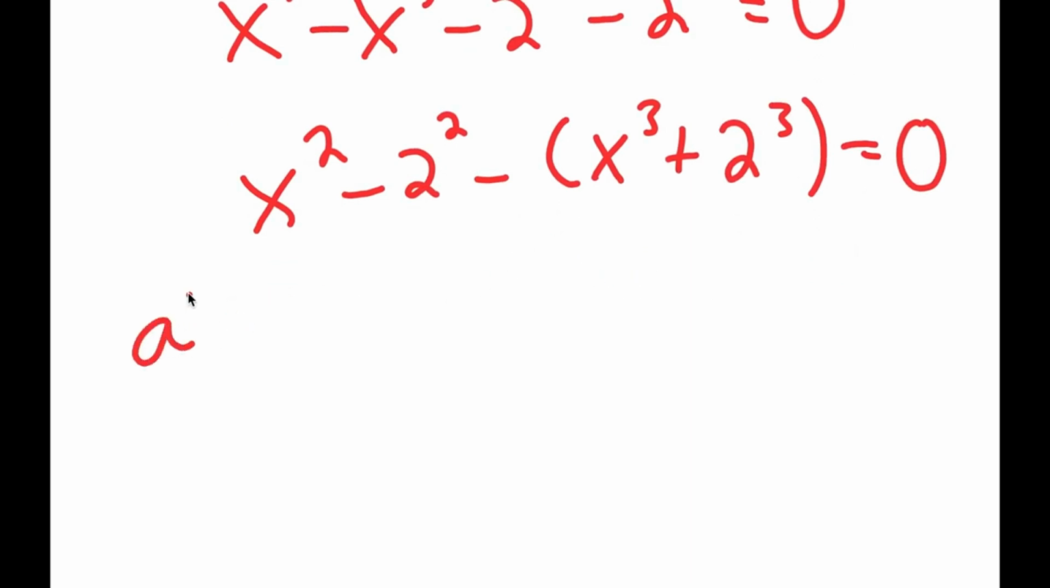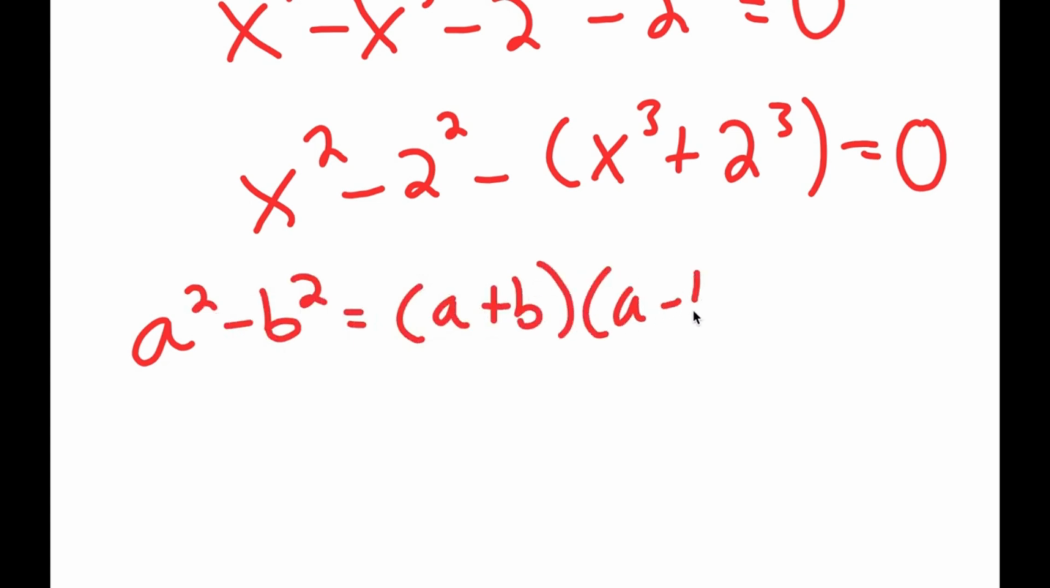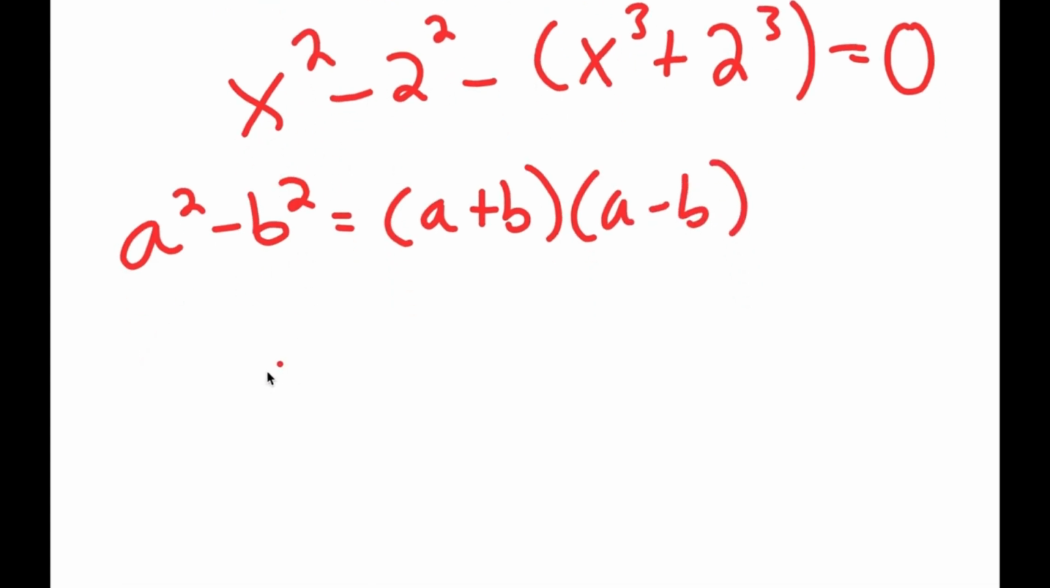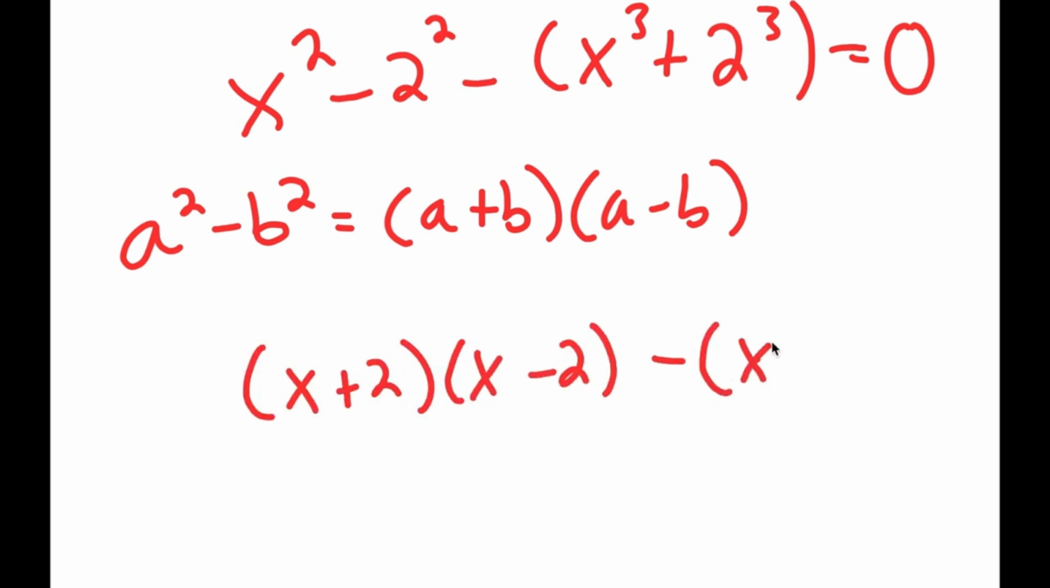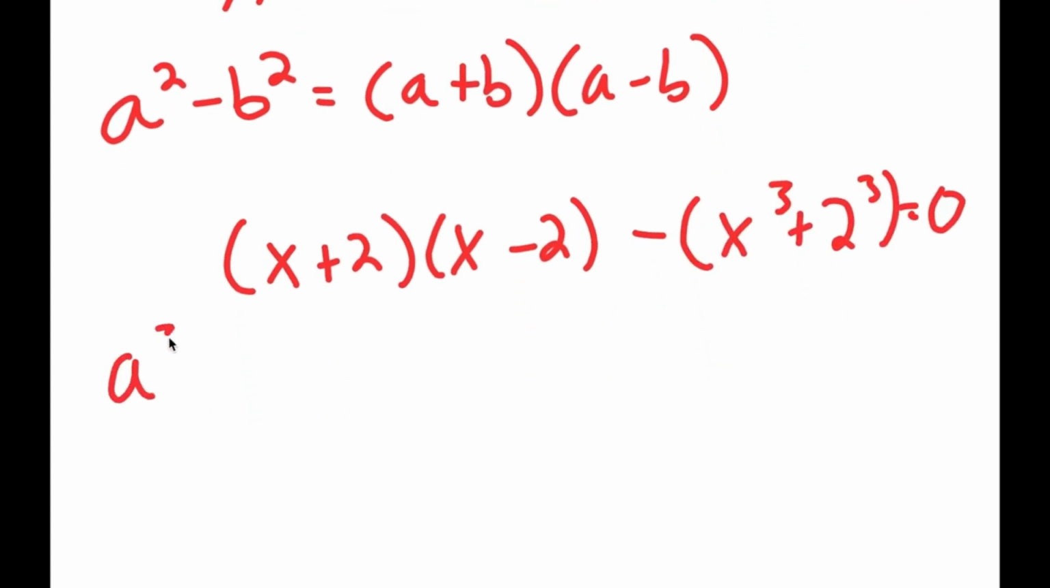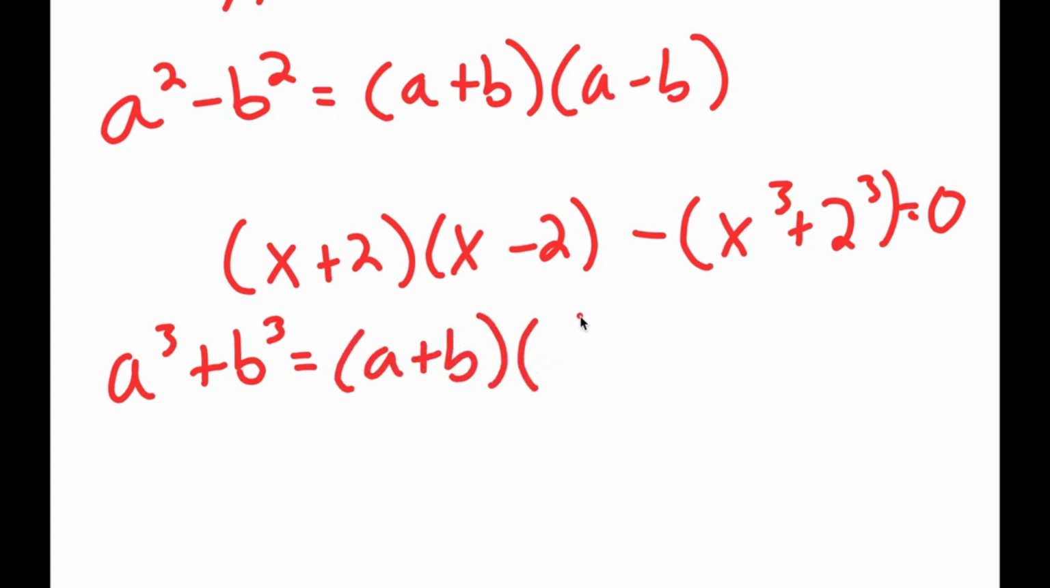So if I have something in the form a squared minus b squared, this is equal to a plus b times a minus b. So x squared minus 2 squared is going to equal x plus 2 times x minus 2. And now if I have something in the form a to the power of 3 plus b to the power of 3, this is going to equal a plus b times a squared minus ab plus b squared.